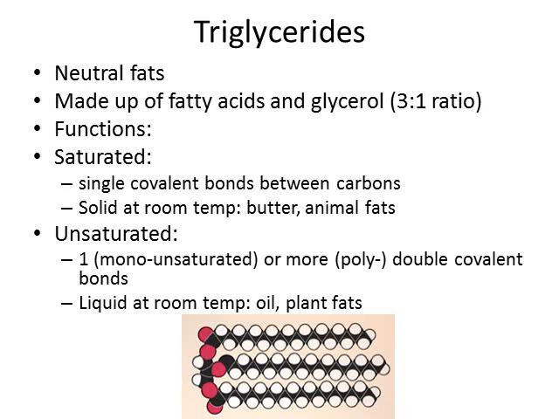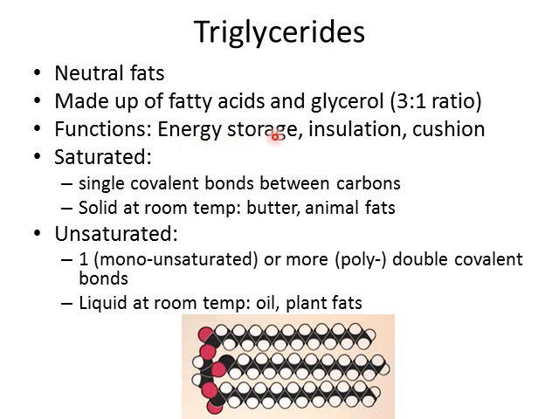Triglycerides are considered neutral fats. They're made up of fatty acids and glycerol in a 3-to-1 ratio. So the glycerol is the head, and then we have 3 fatty acid tails. The main functions of these are energy storage, insulation of the body, and cushioning of organs.